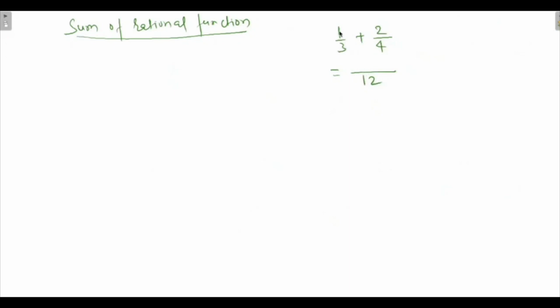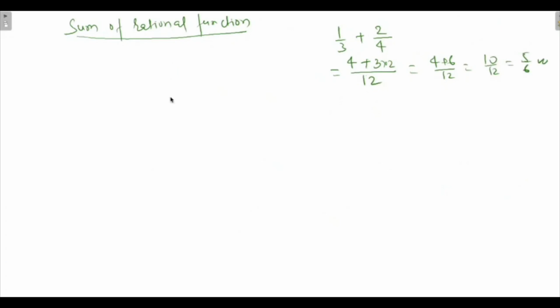Then we'll multiply the numerator with this divisor. So we will get 4 here, and similarly we will divide 12 by 4, we get 3. Then since we got 3, we will multiply the dividend, 3 into 2. So we'll get 4 plus 6 by 12, which will be 10 by 12, and this can be written as 5 by 6.